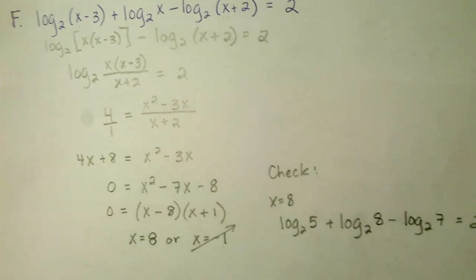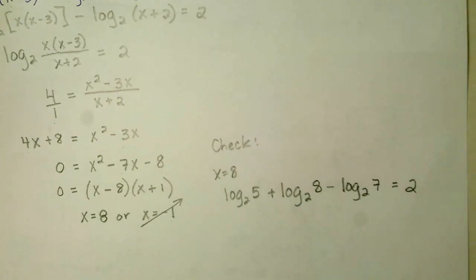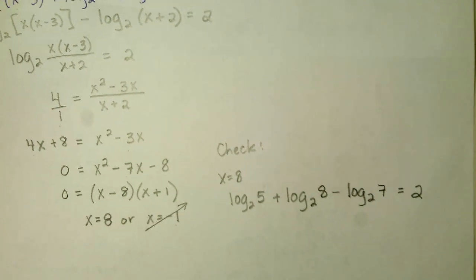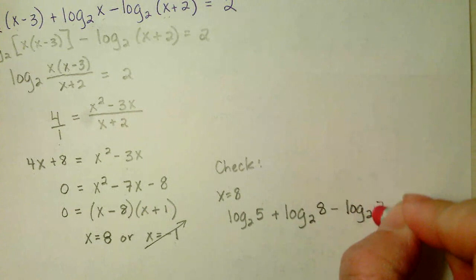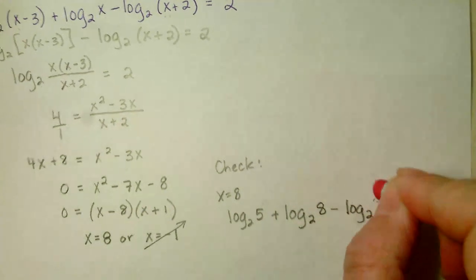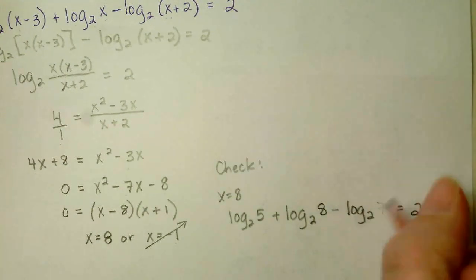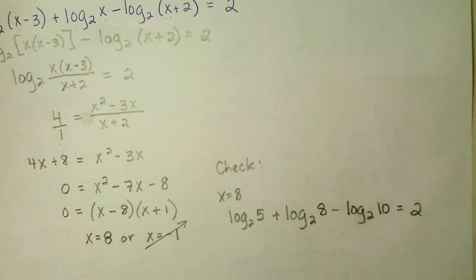Sorry guys, I am making mistakes all over the place today. First of all, you couldn't even see what I was writing. And second of all, this should not be a 7. 8 plus 2 is 10. So I apologize for that.